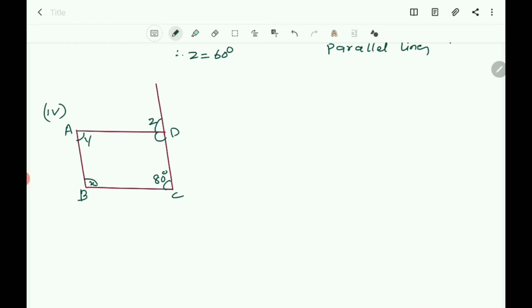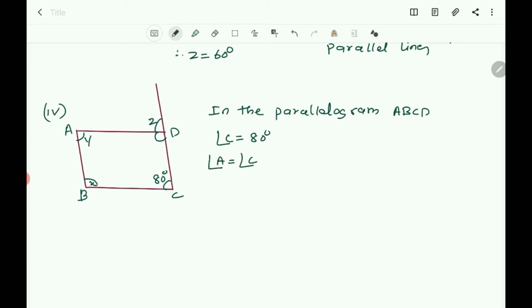Now here y, you know, y is equal to how much? That is equal to 80 degrees. Why is it 80? You know that angle C and angle A are opposite angles of the parallelogram. So you write here, in the parallelogram ABCD, angle A is equal to, so take the given angle first. So what is given? Note down that angle C is equal to 80 degrees. Angle A must be equal to angle C. Why?